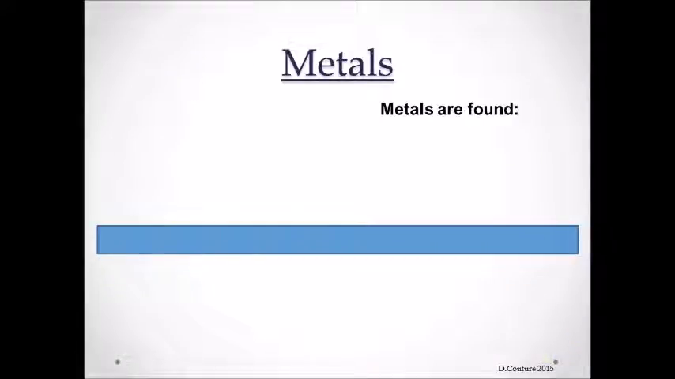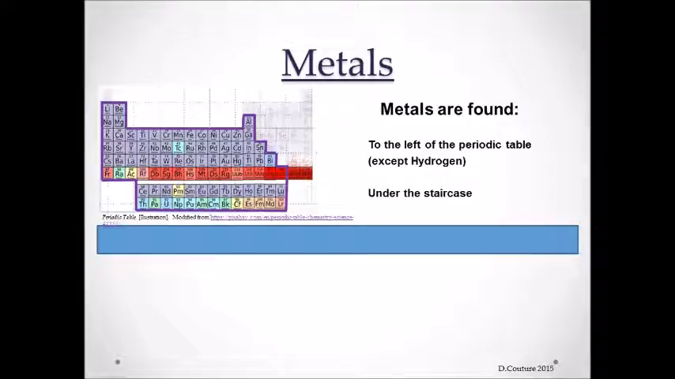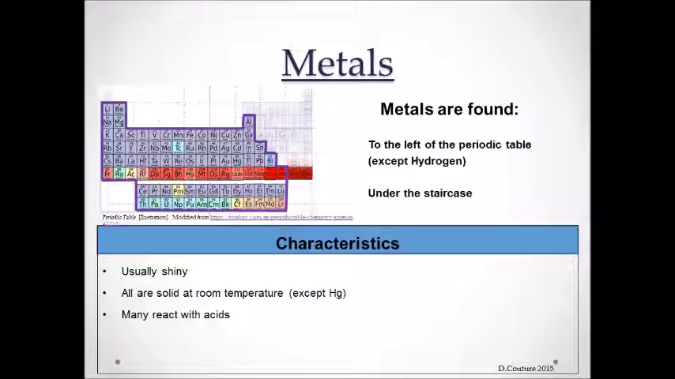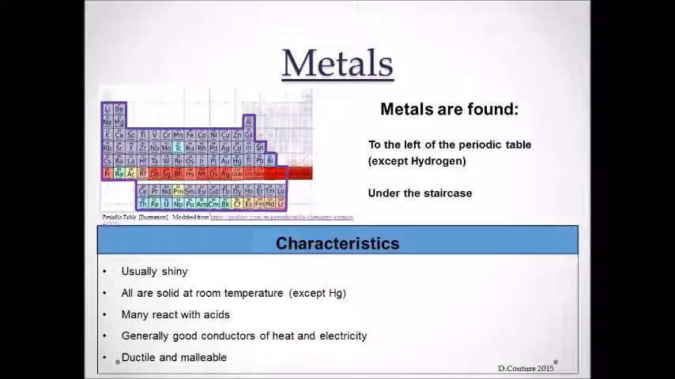So a quick kind of recap on metals. Metals are found to the left of the periodic table, with one exception. Hydrogen is not a metal. It is a non-metal. It's also what's called under the staircase, which we'll see is basically under the metalloids. So some of the characteristics which we just noticed, they're usually shiny, they're solid at room temperature except for mercury, they do react with acids, and then basic metal characteristics such as generally good conductors of heat and electricity, and they are ductile and malleable. Ductile means that you can easily stretch them into a wire, and malleable, you can easily bend them.